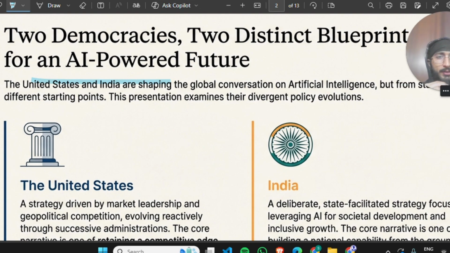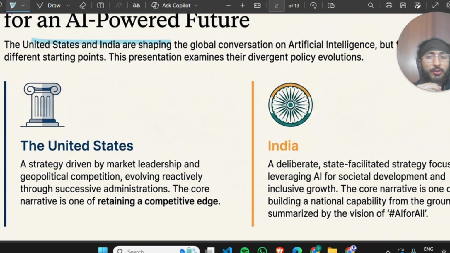The United States and India are shaping the global conversation on AI, but from starkly different starting points. This presentation examines the divergent policy evolutions. The United States uses a strategy driven by market leadership and geopolitical competition, evolving reactively through successive administrations. The core narrative is one of retaining a competitive edge. On the other hand, India is using a deliberate, state-facilitated strategy focused on leveraging AI for societal development and inclusive growth. The core narrative is one of building a national capability from the ground up, summarized by the vision of AI for all.